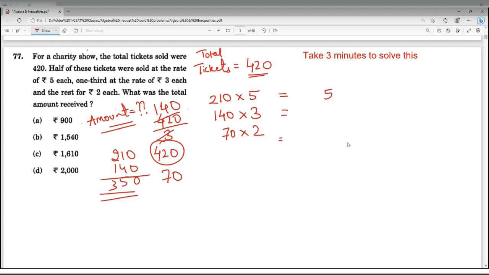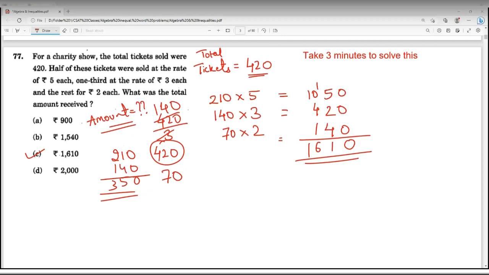So 210 into 5 is 1050. 140 into 3 is 420. 70 into 2 is 140. Adding them up, the total amount that was collected is 1610. The correct option is option C.